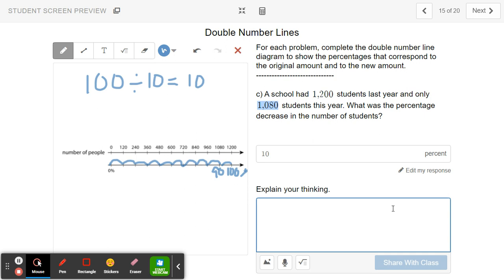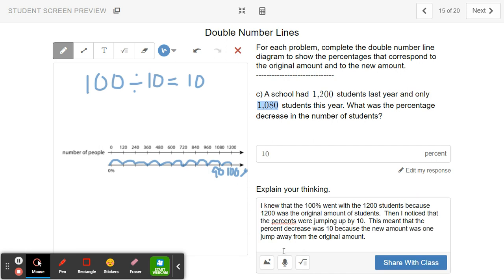And from here, you need to go ahead and explain your thinking. So try that out, pause, and see what you can do. Okay, and again, what I write does not mean that you have to write exactly that.